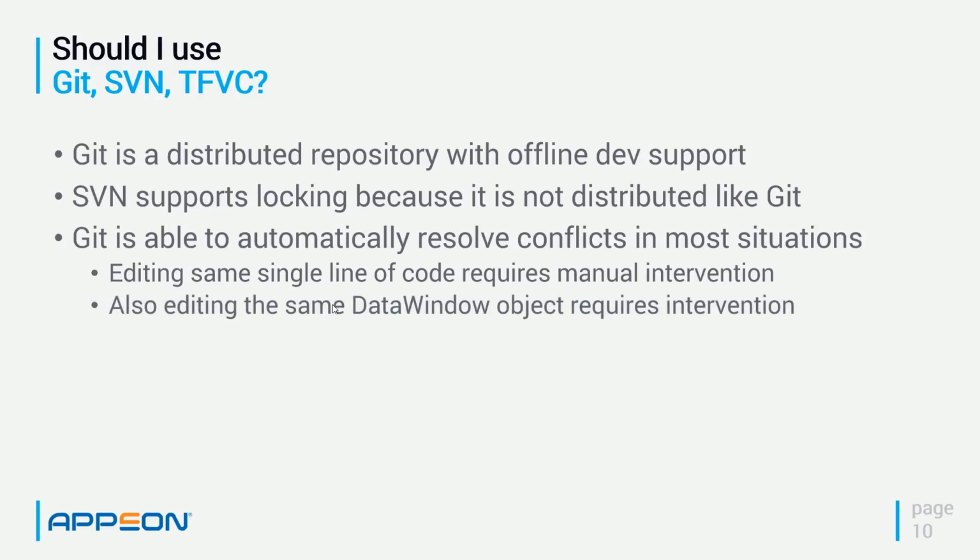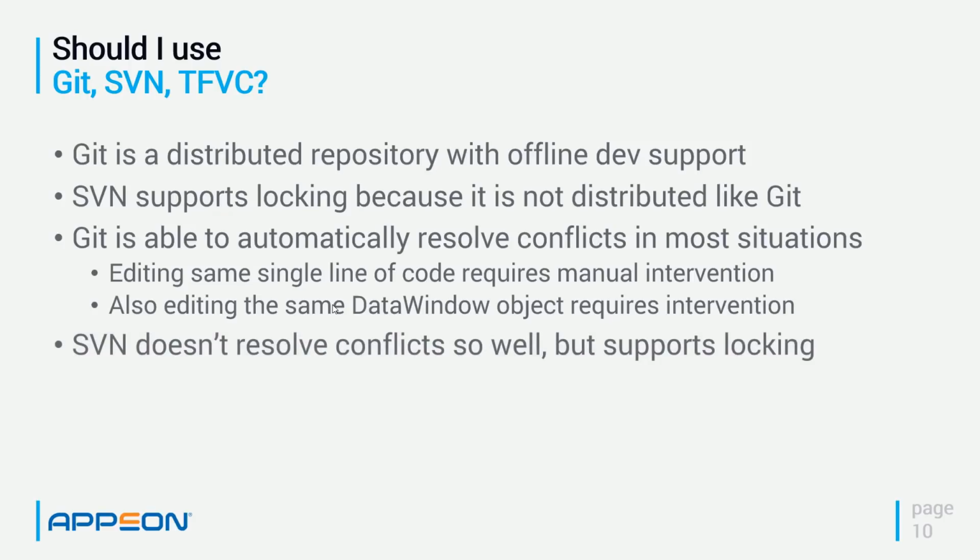The other thing is data windows. Data windows basically look like a few very long lines of text to any diff tool. And so what happens is one developer could modify one piece of a data window, another developer could modify another piece of a data window, but it'll end up throwing up a merge conflict because to the merge utilities it looks like a single line.